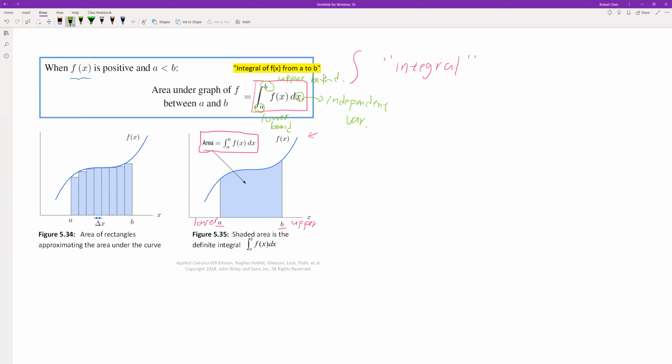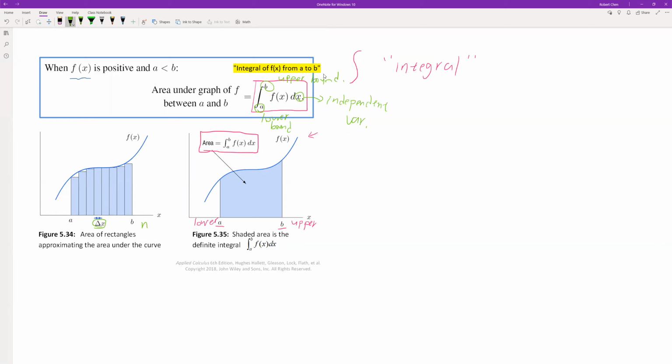And as you can see on the picture on the left, this is what we were doing in 5.2. We draw different rectangles and try to fit them under the curve and then calculate the area of each rectangle by adding everything up. Remember the width of the rectangle is called the delta x, and the number of rectangles we have here is the n.